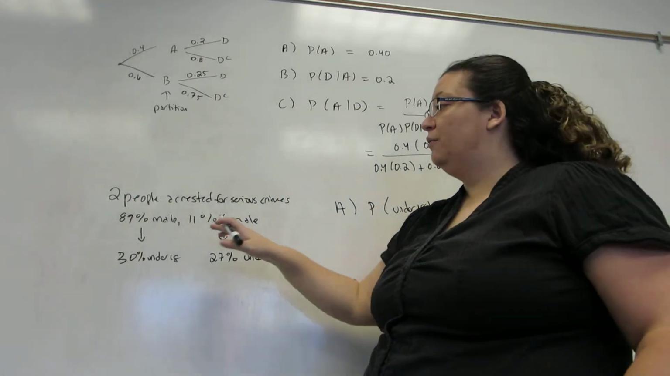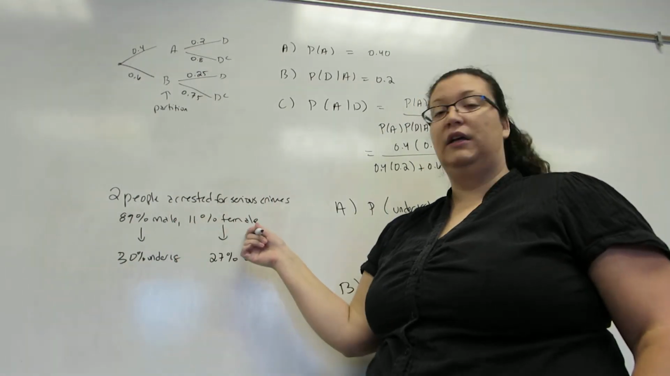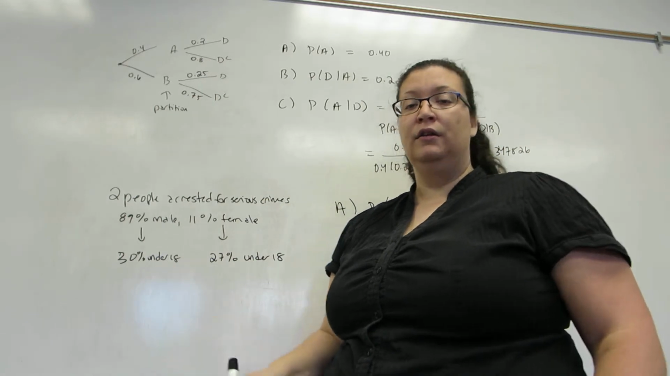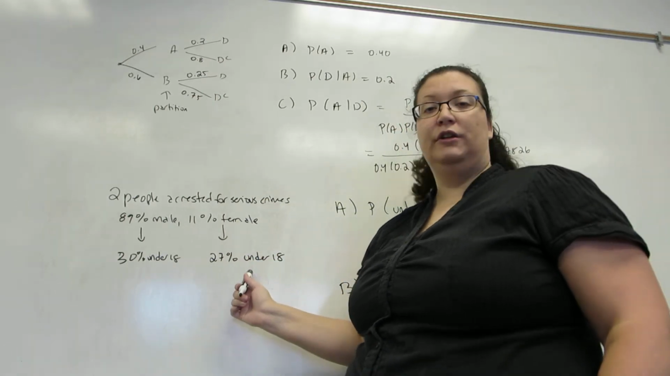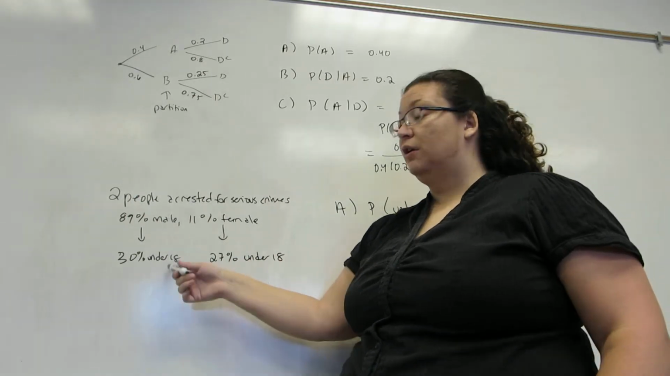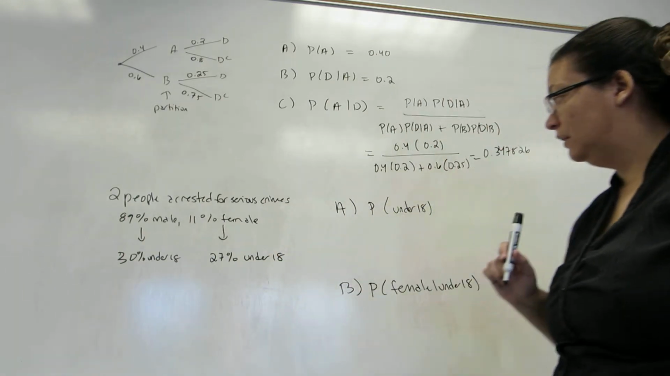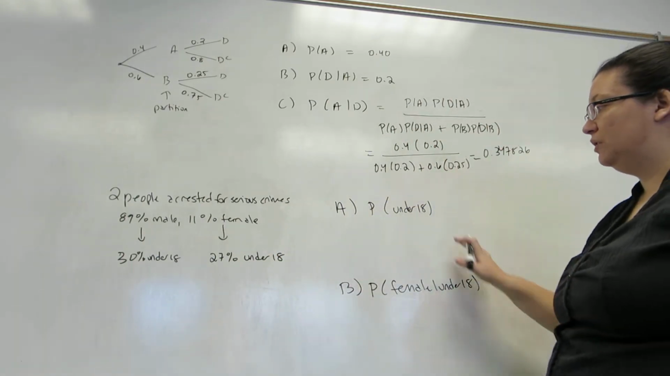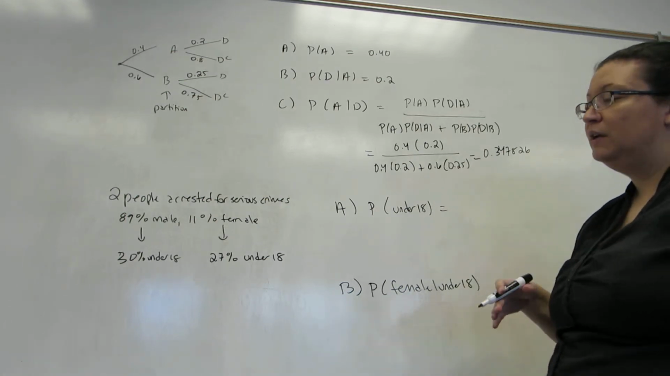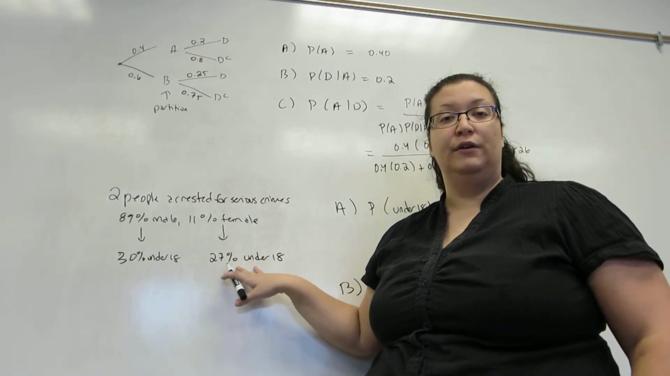Okay. Another one. Statistically, we know that 89% of the people arrested for serious crimes are male and 11% are female. Of the males, 30% are under 18. Of the females, 20% are under 18. That means those are conditional probabilities. So I know the probability they're under 18 given they're male, or they're under 18 given they're female. Okay. I want to compute these two.